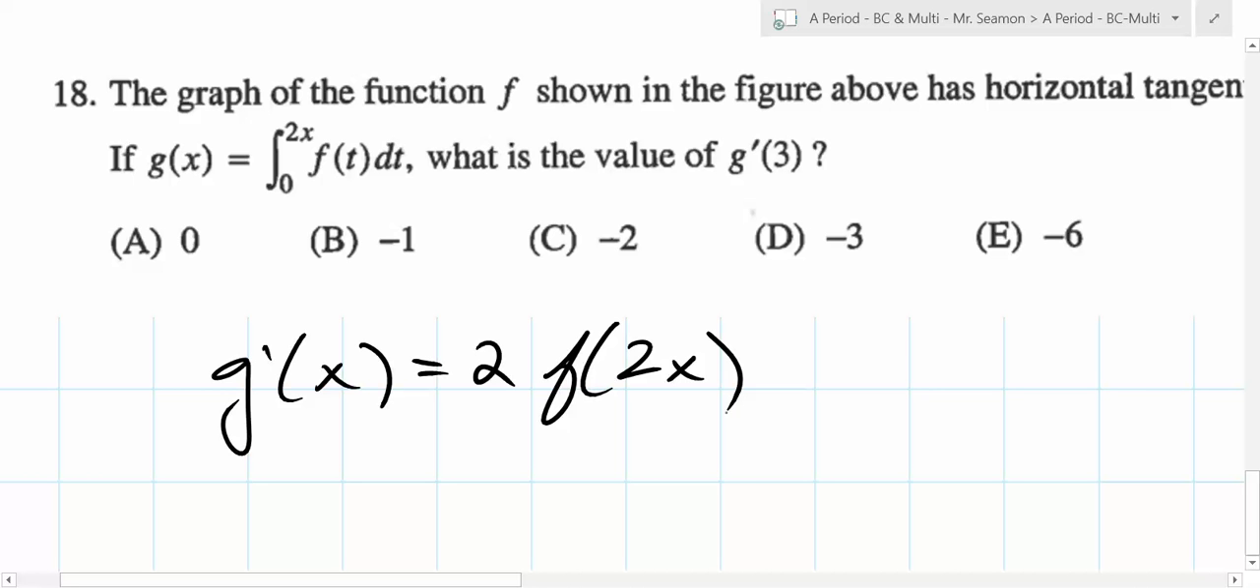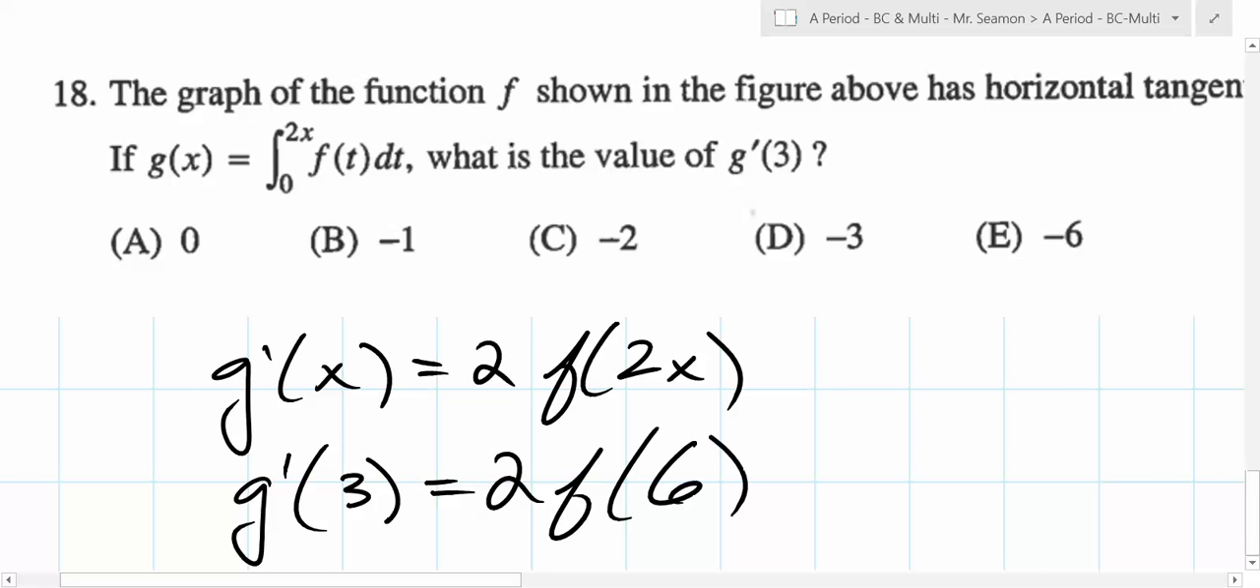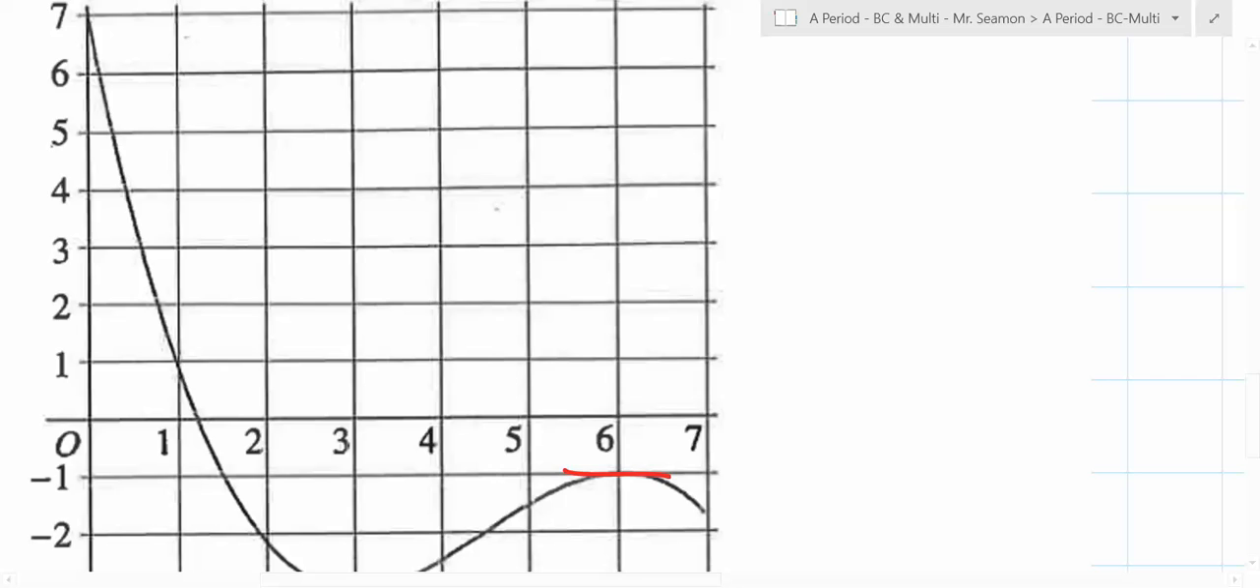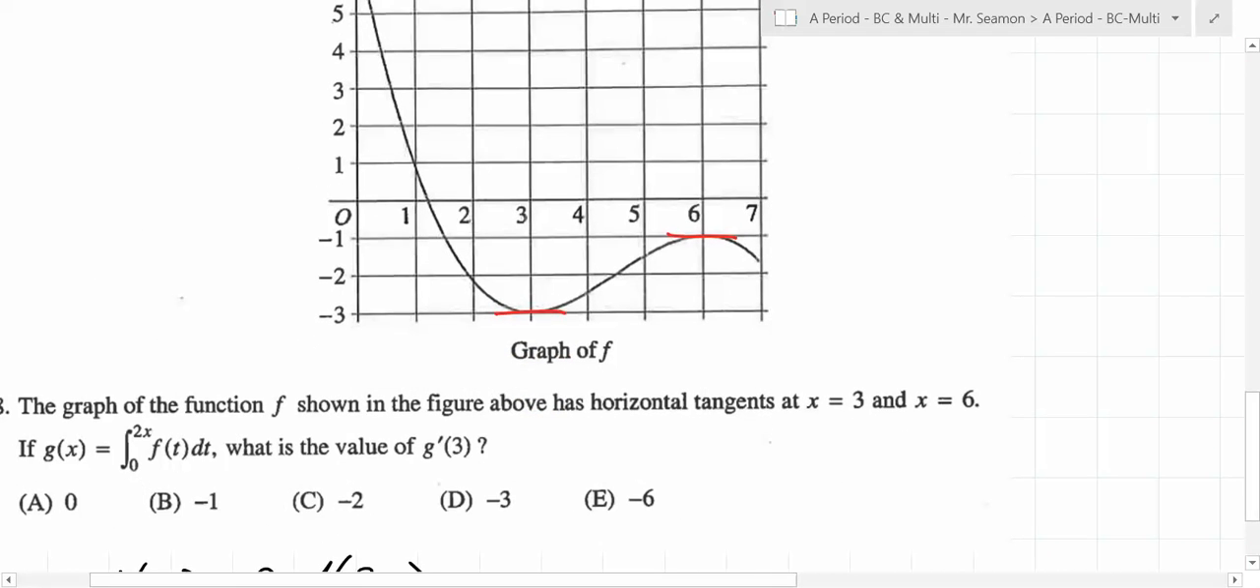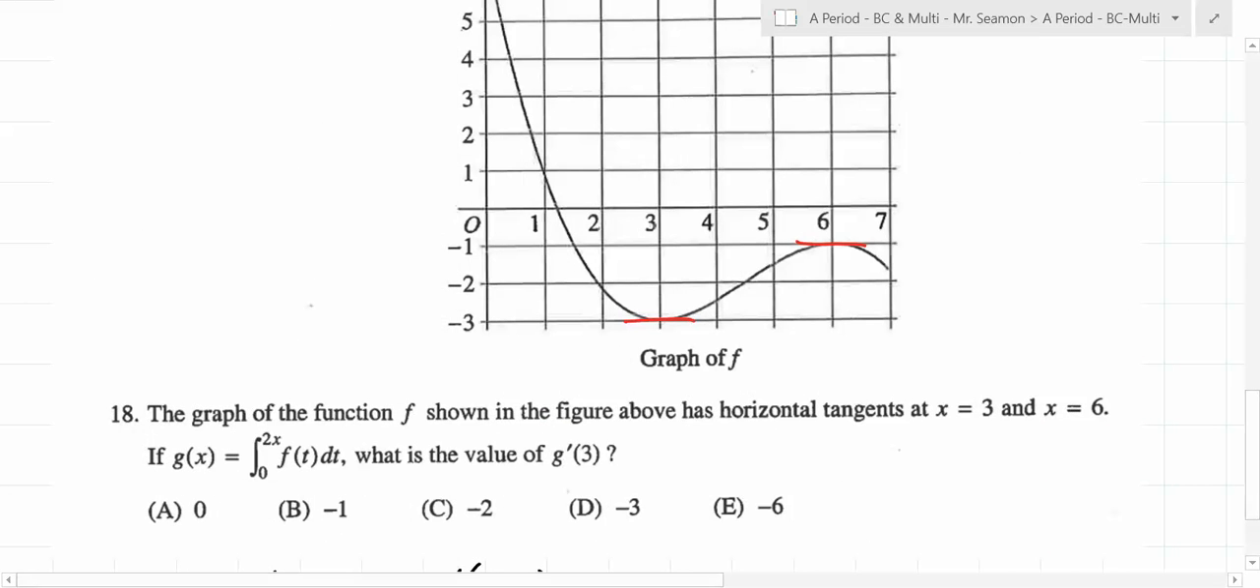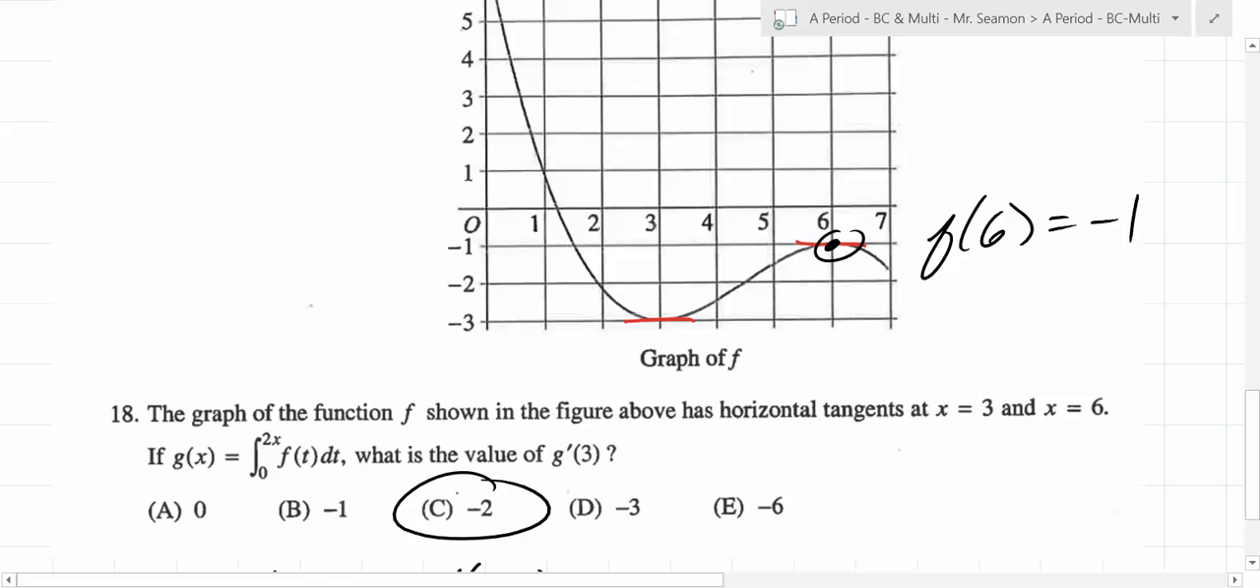I have a question for you. What happens if it was 2x and 0? Then flip it and make it negative. Exactly. You just have to make sure it goes constant to whatever it is, and you take care of the chain rule. So now g prime of 3 is going to be 2 times f of 6. So you go to this thing, and this is f, right? What's f of 6? -1. F of 6 is -1. Is the answer -1? No, you want 2 times that, so it's -2.